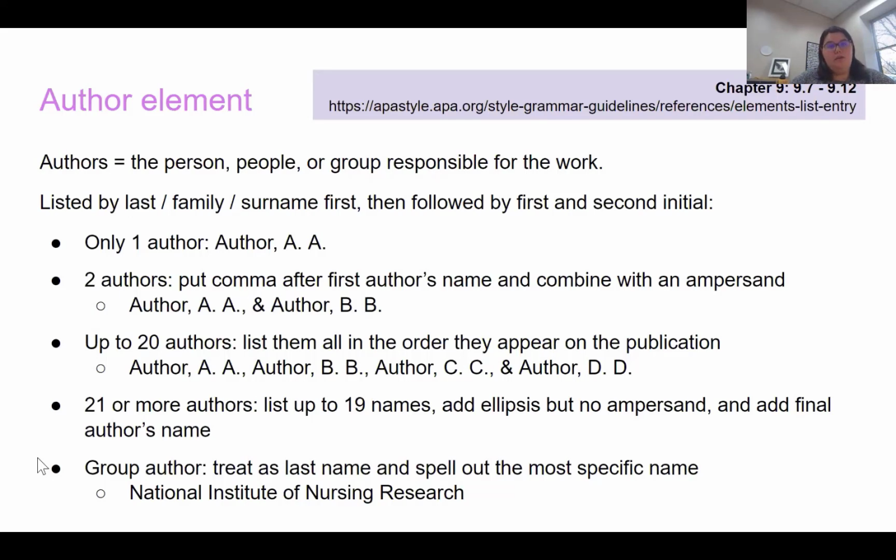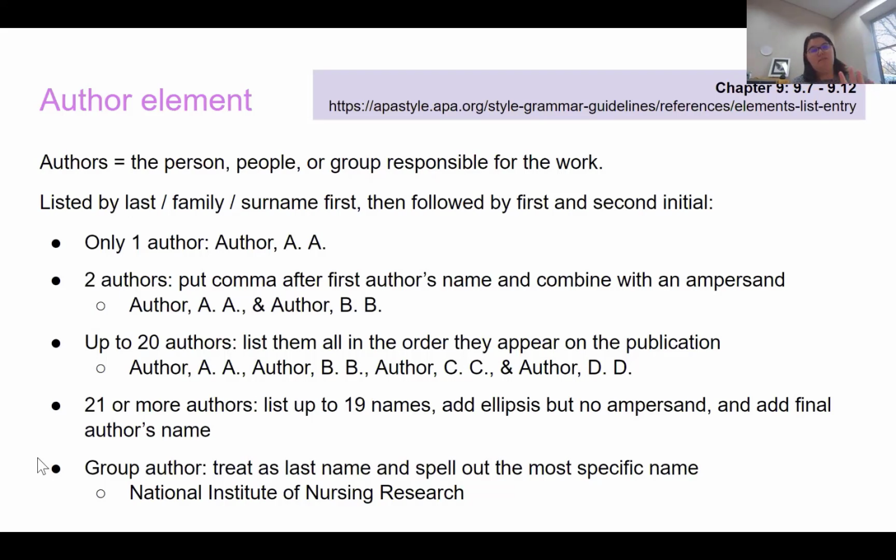And then with a group author, you'll see this a lot with governmental organizations or nonprofit organizations, and you're going to treat basically the whole name of the organization as a last name, and you're going to spell it out. And especially with government departments, you're going to try to be as specific as possible.